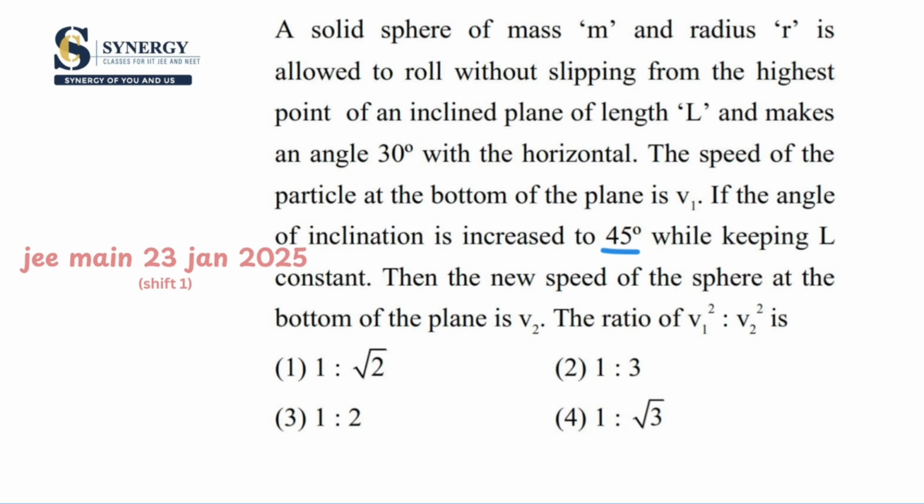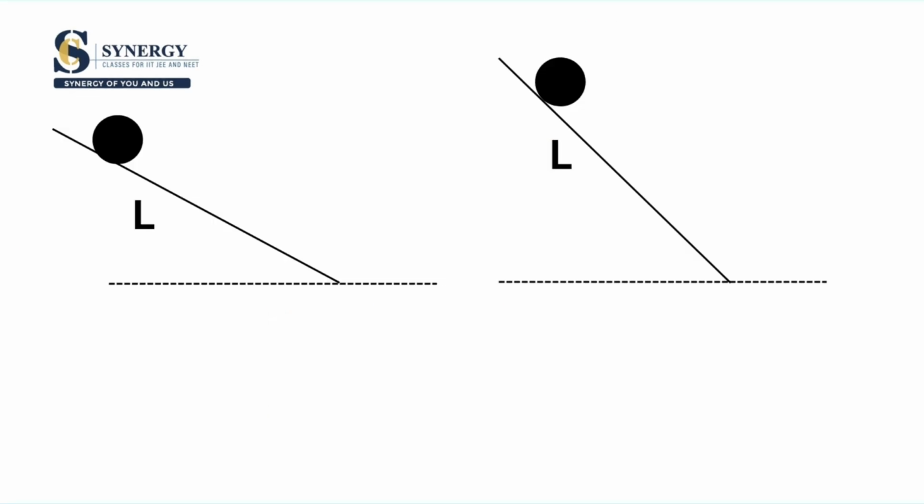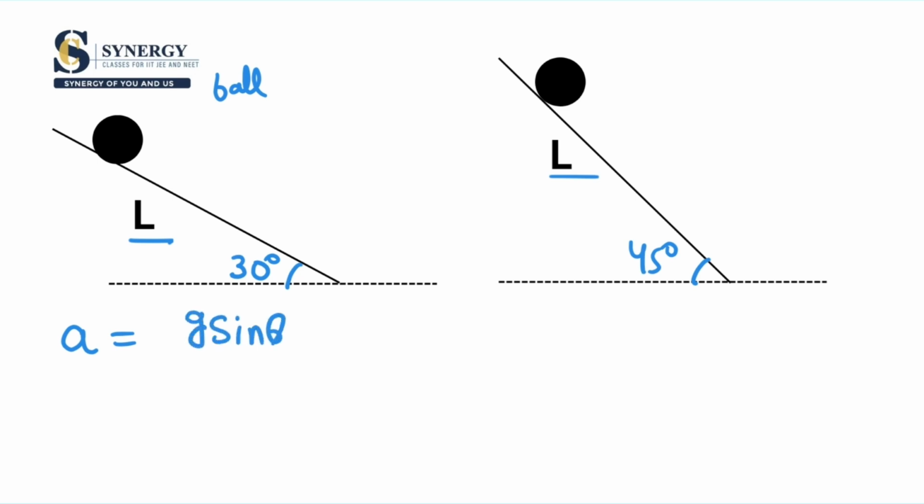Then the new speed of the sphere at the bottom of the plane is v2, and they have asked for something. So the incline has length L, the angle in the first case was 30 degrees, in the second case it was 45 degrees, and these are solid spheres, solid balls. Now, for an inclined plane in the case of rolling motion, questions are frequently asked, and therefore it is wise to remember this formula. You can memorize this formula for future use.